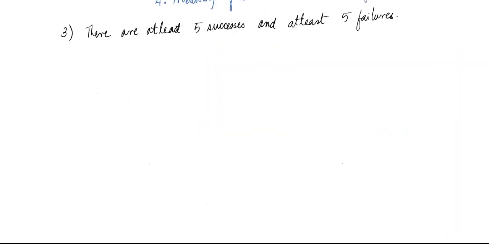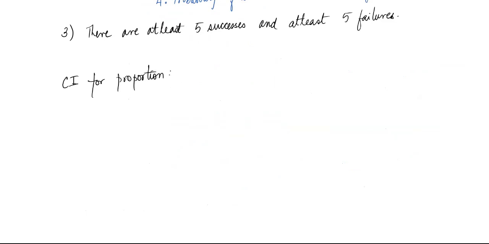So here we go. This is how your confidence interval will look. Confidence interval for proportion is p hat minus the margin of error on this side, and p hat plus margin of error on that side. And your p, which is the population proportion, will lie in between those two values.